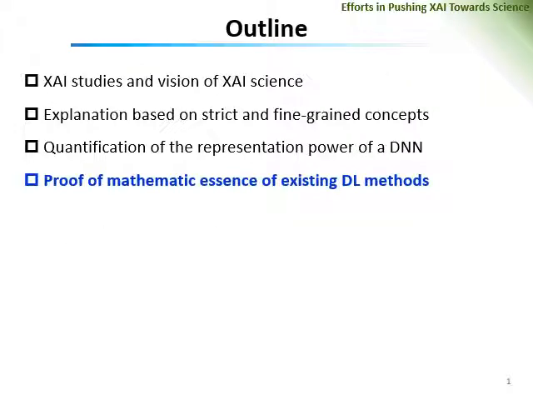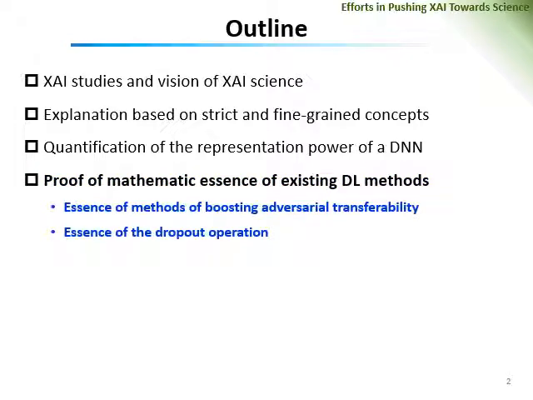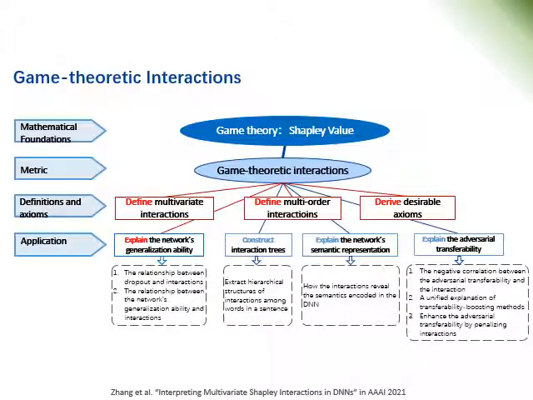Then I introduce the last section of this tutorial, the proof of the mathematical essence of existing deep learning methods. It includes the essence of methods of boosting adversarial transferability and the essence of dropout operation. We also use the aforementioned game-theoretical interactions to explain the essence of dropout operation and the essence of the adversarial transferability.